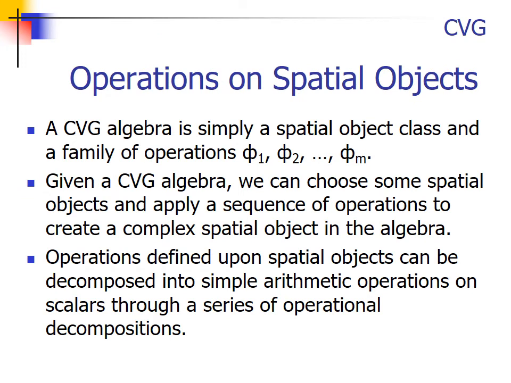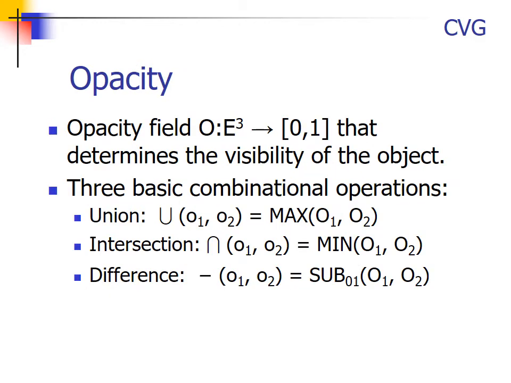Operations on spatial objects. A CVG algebra is simply a spatial object class and a family of operations. Given a CVG algebra, we can choose some spatial objects and apply a sequence of operations to create a complex spatial object in the algebra. Operations defined upon spatial objects can be decomposed into simple arithmetic operations on scalars through a series of operational decompositions. Opacity field determines the visibility of the object. Three basic combinational operations are allowed over the opacity field: union, intersection, and difference.